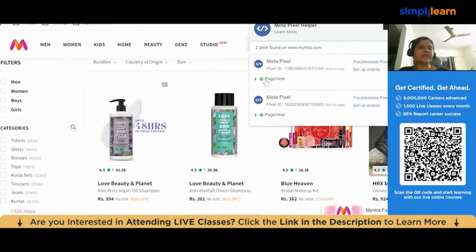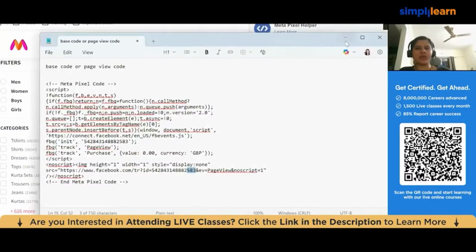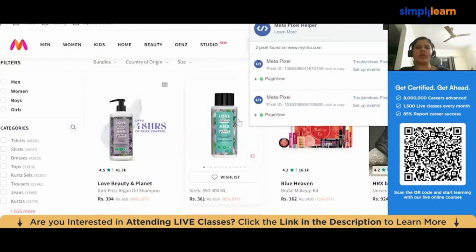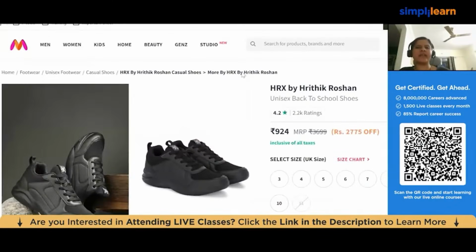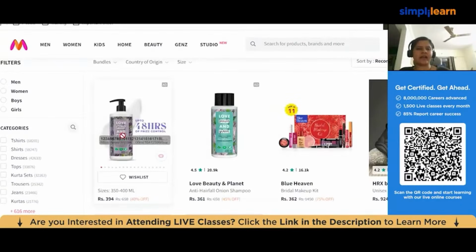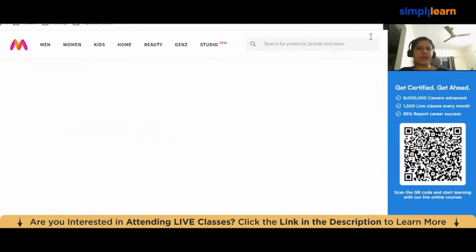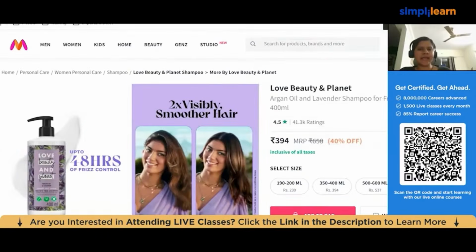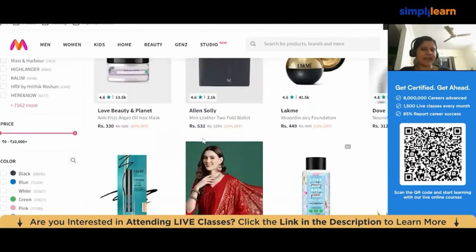So let me just give you an idea how it works for e-commerce. As I told you, the first code that we got from the platform, the page view code, if you remember, I told you it needs to be there on each and every page of your website. So she can randomly go to 5 pages and check if the page view code is there or not. Yes, we can see the page view code is there. I'll again randomly go to any other page to see if the page view code is showing up. It's there, right? Makes sense. So randomly she can check like this.